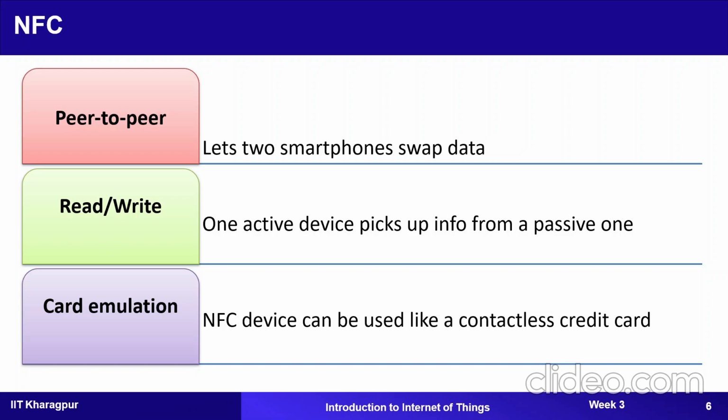Now RFCOMM, which stands for radio frequency communication. It is a cable replacement protocol used for generating a virtual serial data stream. When you send data through a wired medium, data is sent serially. In order to replicate that scenario, this protocol is used. So this protocol generates a virtual serial data stream through which your data is sent. RFCOMM provides for binary data transport.